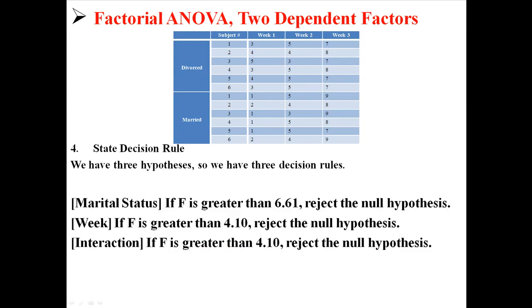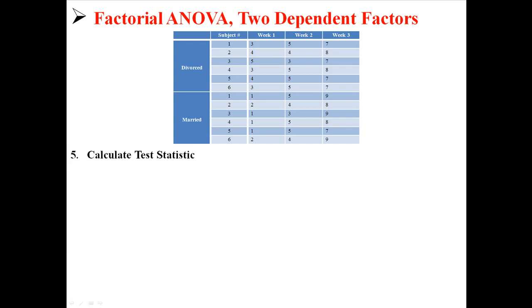So those are our decision rules. For marital status, if our F is greater than 6.61, we're going to reject the null. And for week and for the interaction, if our Fs are greater than 4.10, we're going to reject the null in those cases. So let's actually start calculating some Fs.